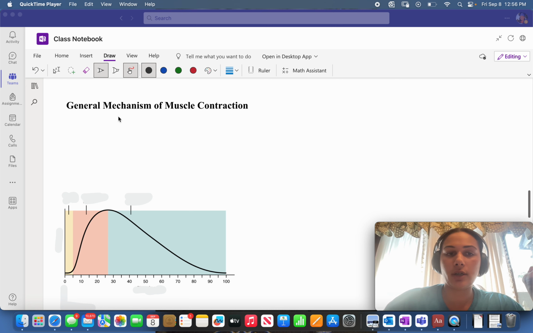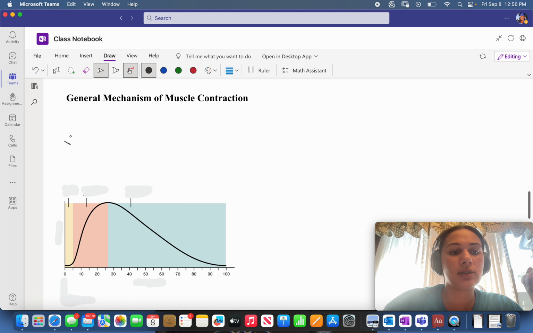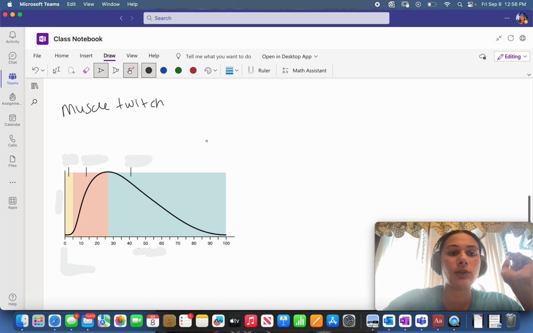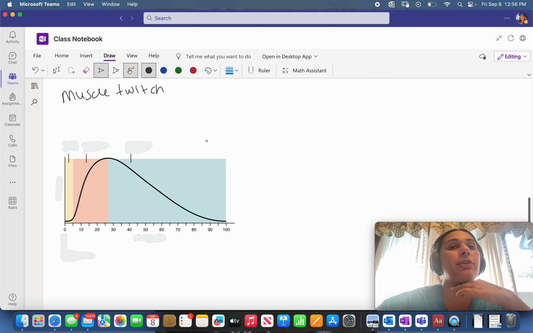So I'm going to start with defining what a muscle twitch is. When an action potential travels down the motor neuron and contracts those muscle fibers within that motor neuron, the response of one muscle fiber is essentially the muscle twitch. And with that response, we're going to have 3 different phases.